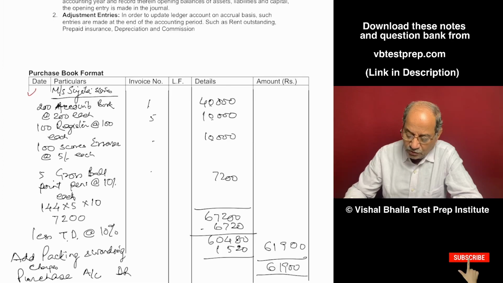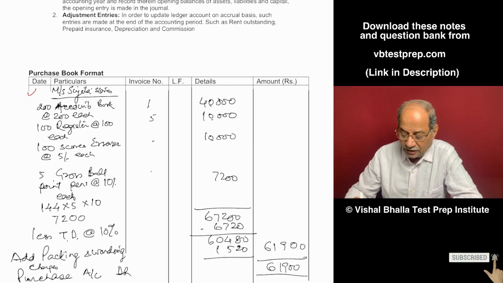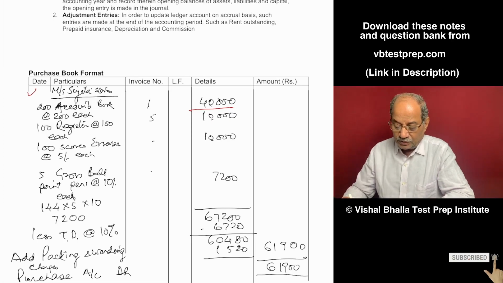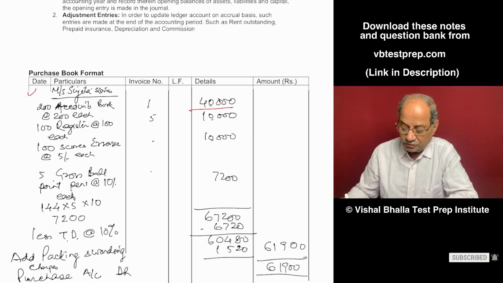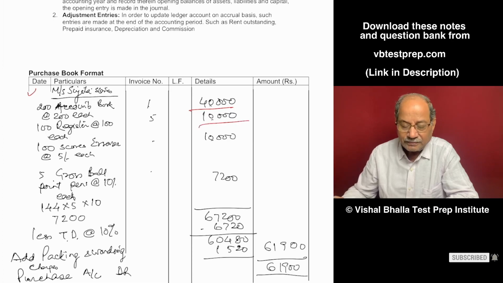Now see how we are going to put these items that we have purchased. For example, we are making it for a stationery store. They have purchased 200 accountancy books at the rate of 200 each. The invoice number is imaginary, I have written one. So here we will write the total amount of these 200 books, that is 200 multiplied by 200, which is 40,000. Second, suppose there are 100 registers at the rate of 100 each. Its invoice number is imaginary, 5. So the total amount of 100 registers at the rate of 100 each will be 10,000.